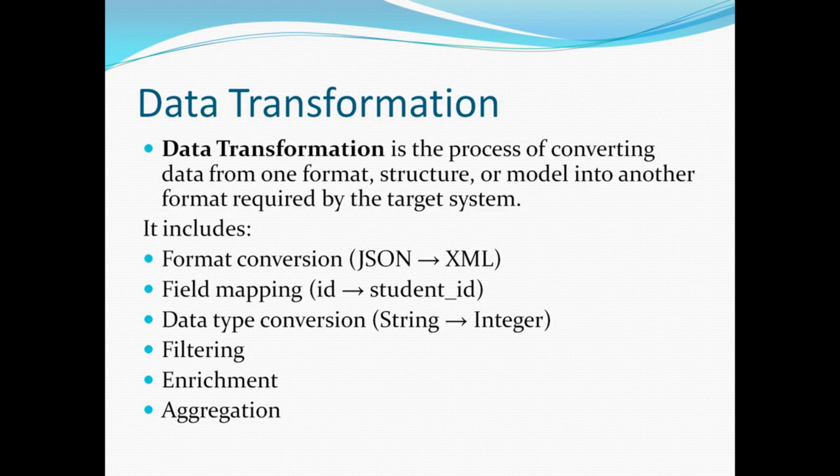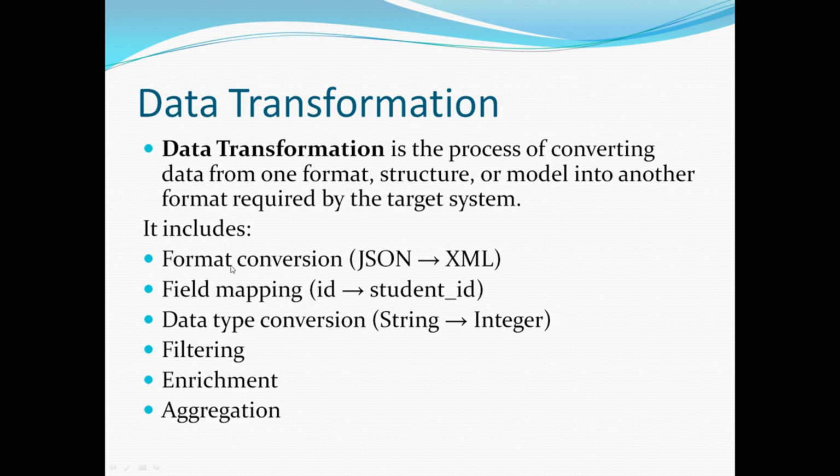So in an application integration or data integration project, we are doing this transformation. It is the process of converting data from one format to another format, or one structure to another structure, or model into another format required by the target system. For example, we are getting data from the source system in one format, for example JSON, but the target system requires XML. Then we need to convert or transform the data from JSON to XML. So in these cases, we are using the transformation.